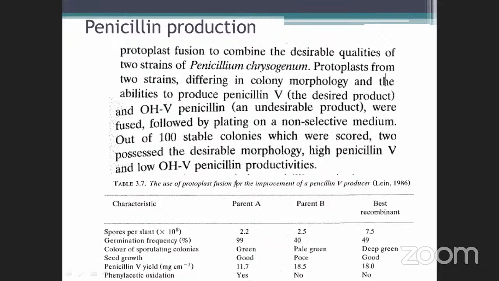So you can see over here the penicillin production: parent A has 11.7 and the other 18.5 milligram per centimeter cube, and you can see that this is the 18. Okay, and spores per slant are also increased. Germination frequency is also nearly 50% because parent A has 99 and B has 4. Okay.